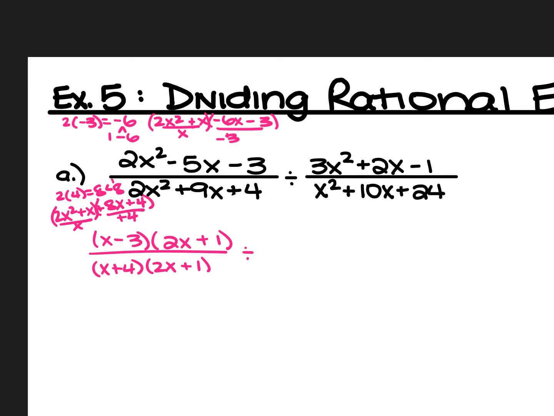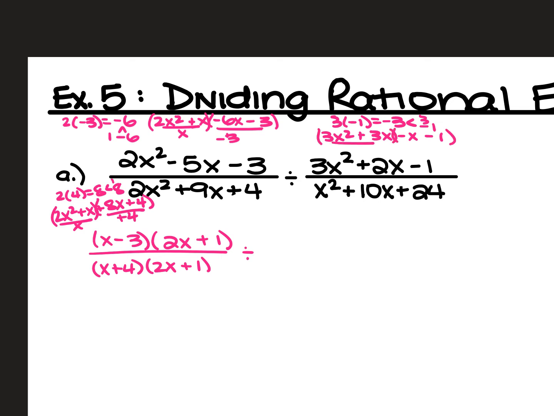On top of the second fraction, you have 3x squared plus 2x minus 1. The 3 times negative 1 gives you negative 3. Your factors of negative 3 that add up to be positive 2 are 3 and negative 1. So that's 3x squared plus 3x. I was right. Minus x minus 1.